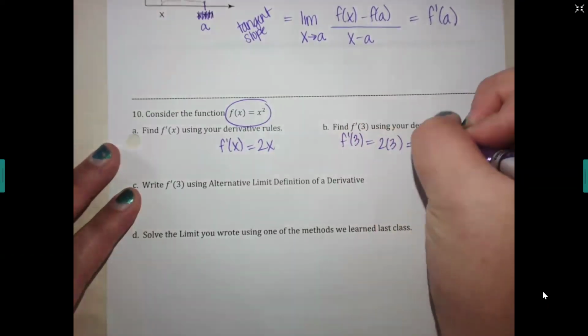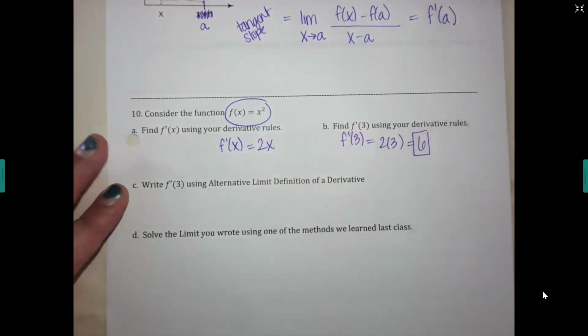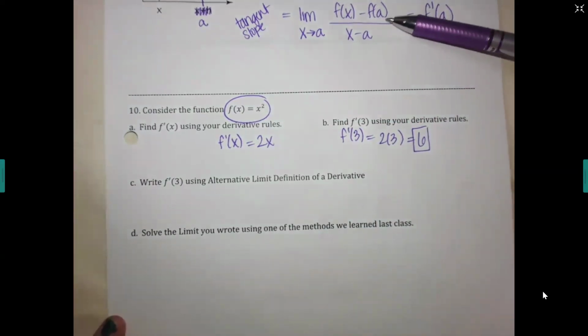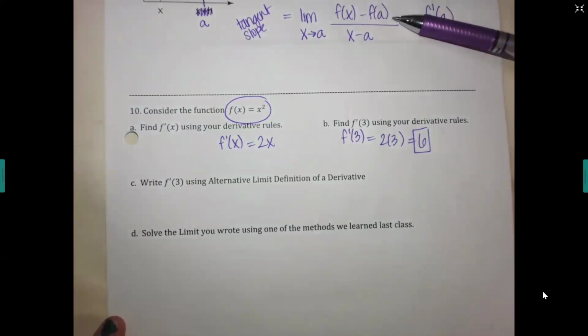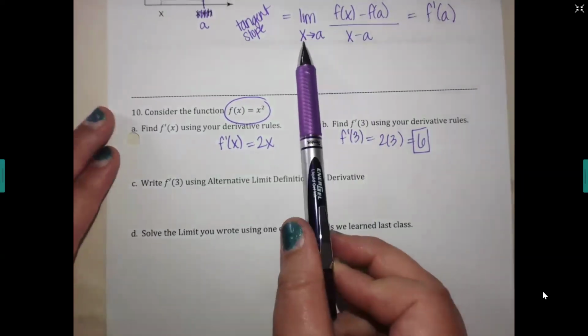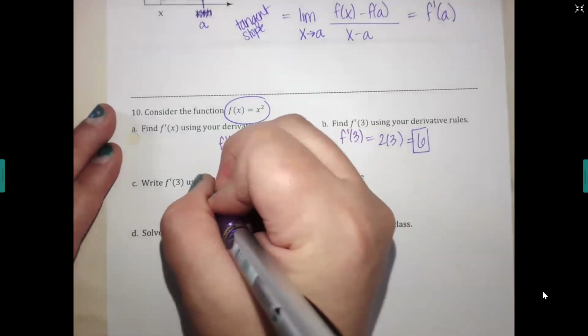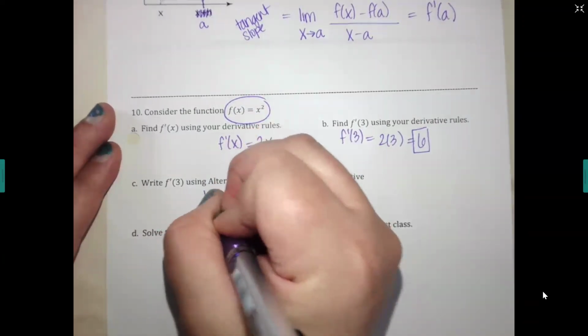So I know that the tangent slope at 3 is 6. You already know how to do this with your derivative rules. Now what we're going to do is write this limit statement, and then solve it using the limit strategies that we learned last class. It's a little bit of a different setup, but you can do it. Put lim, x approaches, and then the number that I want the derivative at. So 3. Very good.